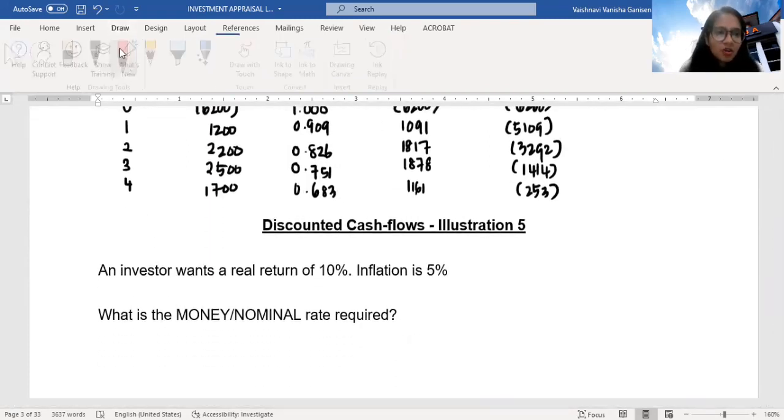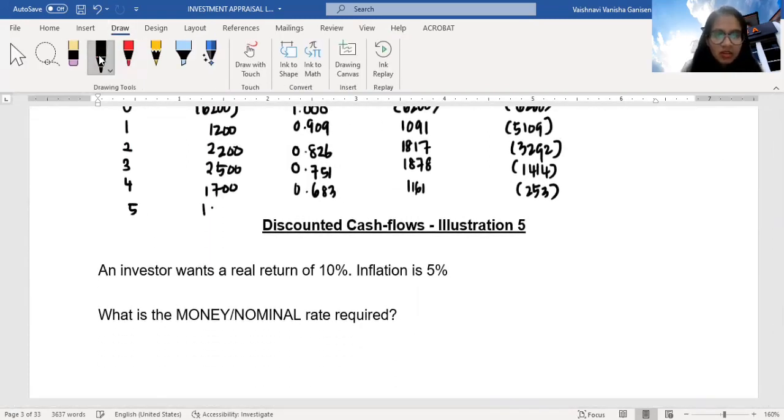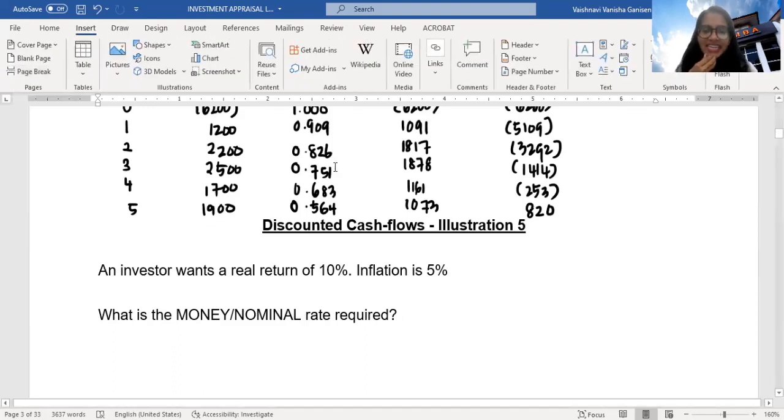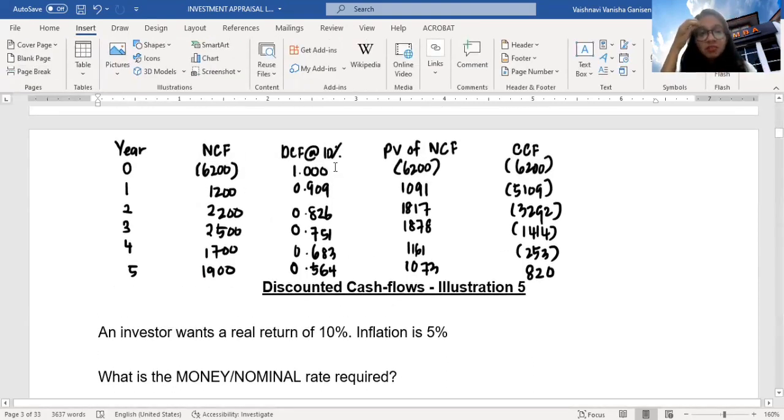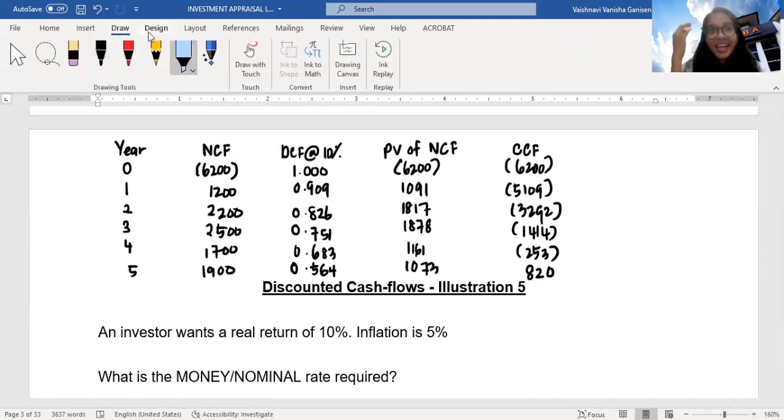Just assume, because I want to show you how it looks like. So now just add on a year 5, 1900. So 1.10 to the power of negative 5, this is 0.621 by 1900, this is 1073. Negative 253 plus 1073 is 820. So your payback period, you can see it is exactly the same concept. The only two things that I have added, the new ones, are this and this.